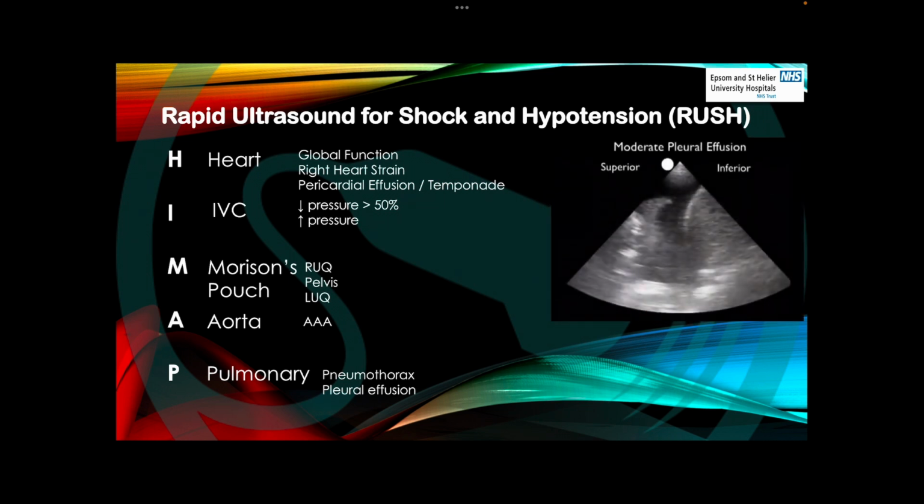So in the pleural effusion, it is similar to the FAST scan, but we will search in the area which is above the diaphragm. So if we push our probe a little bit up, we will be able to see if this is the pleural effusion, and this is the lung, and this is the liver here.